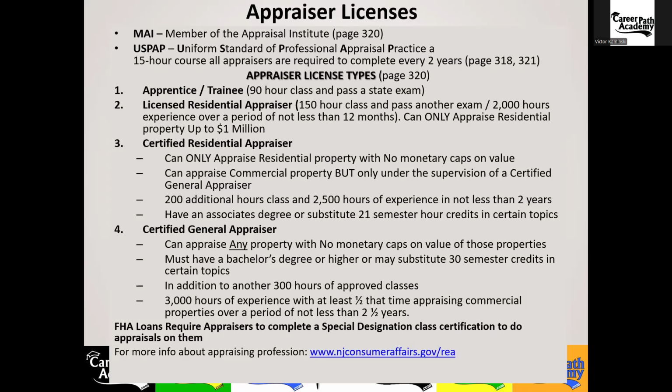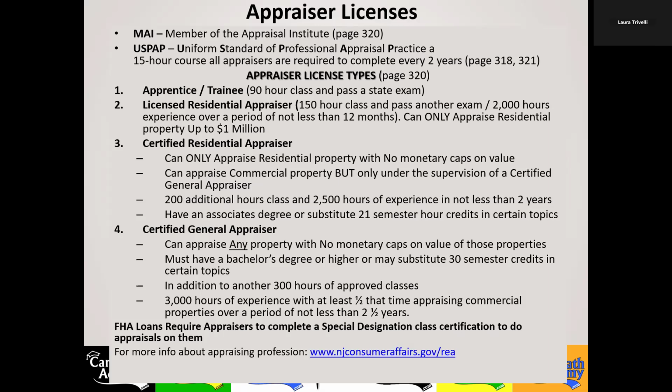Now, if I ask you a question about a mixed use property and it's over $1 million, what kind of license is required? It would be a certified general appraiser, because only a general appraiser can appraise commercial properties. However, a certified residential appraiser can do it also if they're under the supervision of a certified general appraiser.